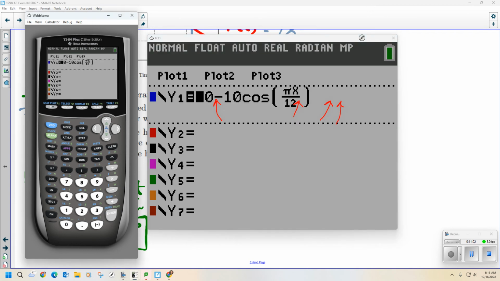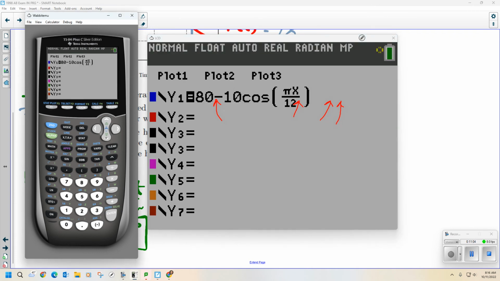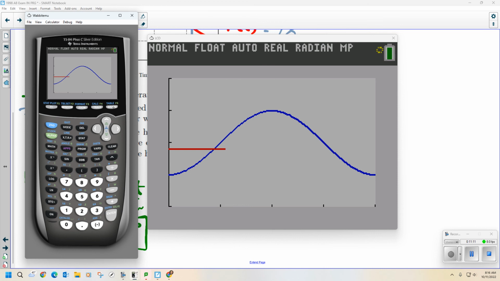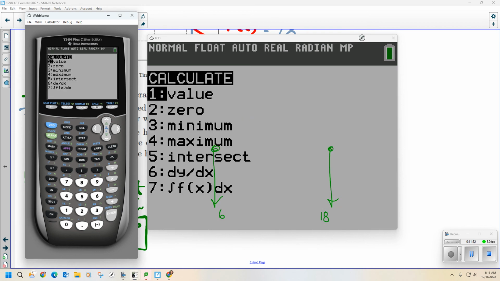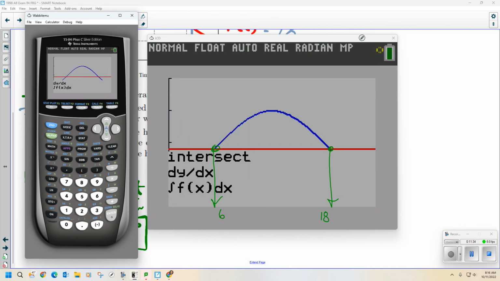I already have in blue my capital F of t. Let's get rid of these arrows. I want to see when that's equal to 78. Let's graph it. I need these two points of intersection right here and right here. Look at that. It was right before 6 and right after 18. Our graph on our paper is pretty spot on. So let's figure out what those are. I want to go second, trace, because I want the calc menu, and I want to find the intersection point.